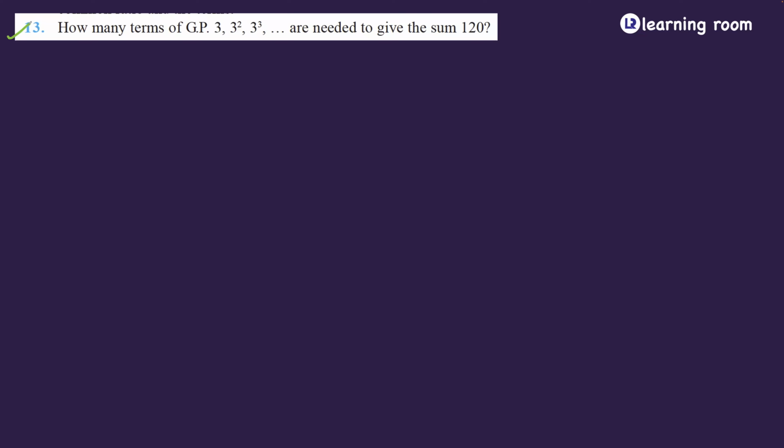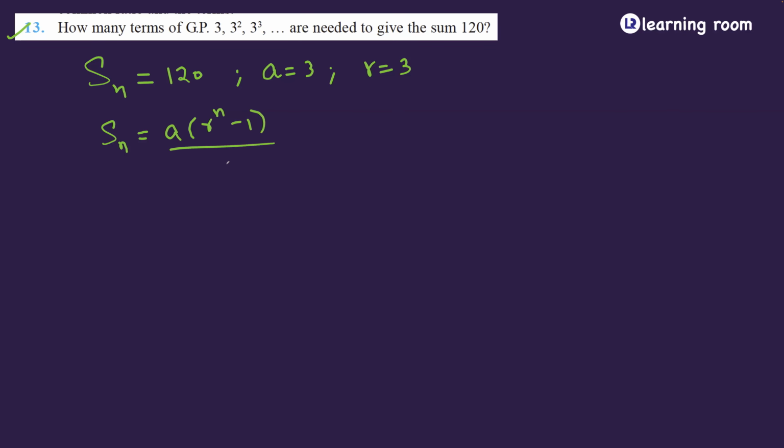So the next problem is, how many terms of GP, that is 3, 3 square, 3 cube, so on, are needed to give the sum of 120? So sum of n terms is 120, right? So what is the first term? A is equal to 3, R is equal to 3, right? So what is the formula for sum of n terms? It is going to be A into R power n minus 1 divided by R minus 1.